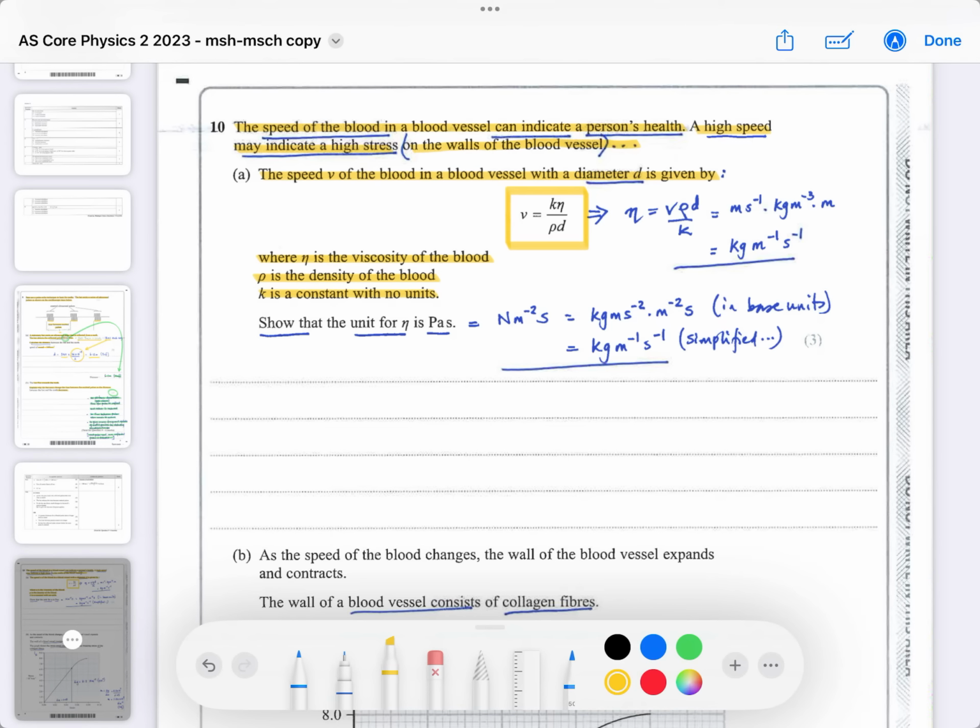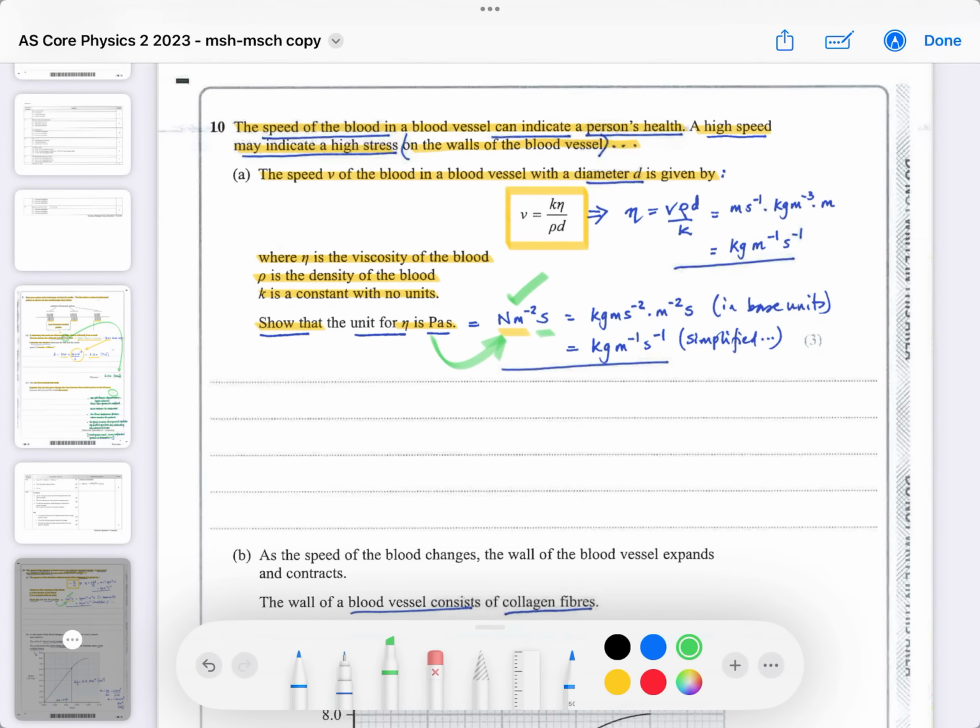And then you can change the equation around, because they want you to show mathematically that the unit for eta is Pa s. Well, Pa s, I start here. Pa, pascals, is newtons per square meter. So I think you'll get 1 mark for doing this. And of course, then you multiply it by the second.